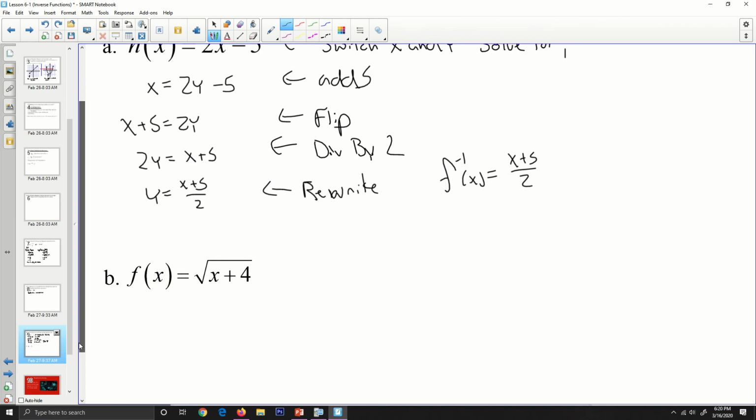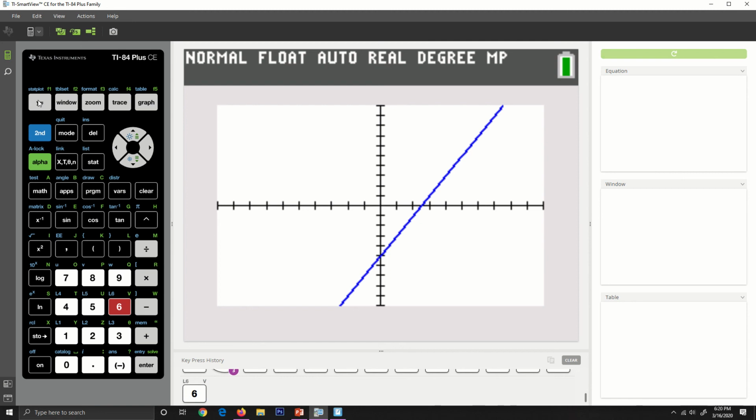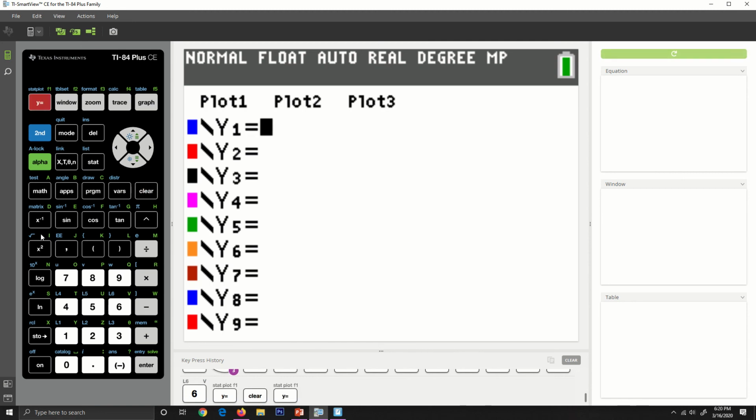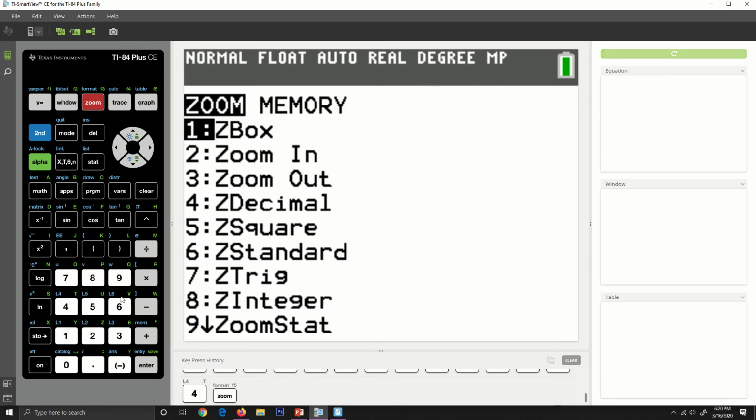All right, same thing here. We're going to switch x and y, and that'll give me x equals the square root of y plus 4. I suppose I should take a second and graph this thing first. Let's go to our y equals, clear this out, second, square root of x plus 4. Oops, clear one more time. Second, square root of x plus 4. And let's go to the standard window.